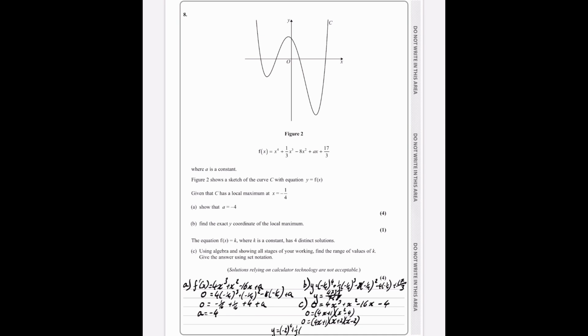When x is negative 2, plug that in, we get negative 5 out. So our maximum point, negative a quarter, 4,735 over 768, and then negative 2, negative 5. If k is anywhere between the 2 y coordinates, that horizontal line is going to intersect the graph at 4 separate points. So to write that in set notation, k is going to be a real number where it's bigger than negative 5 and less than 4,735 over 768, like so.